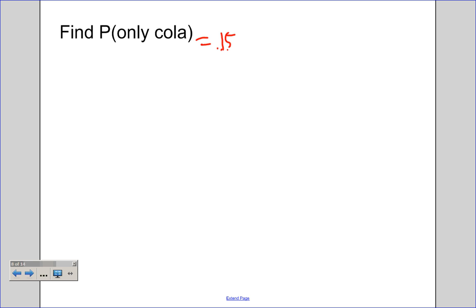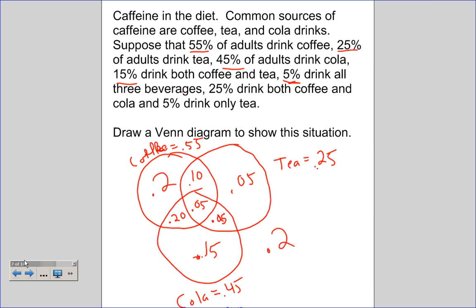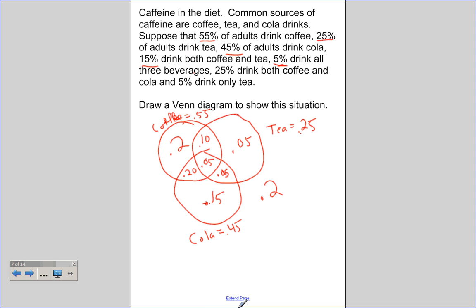If I can write it, saying it's easier than writing it apparently. What's the probability of cola given the fact that they drink tea? So if I look down here, probability of cola given the fact that they drink tea. So out of the circle, which is 0.25, how much of this circle drinks cola? Well, it's these two parts. So that'll add up to 0.1. So 0.1 over 0.25 should be 0.4.